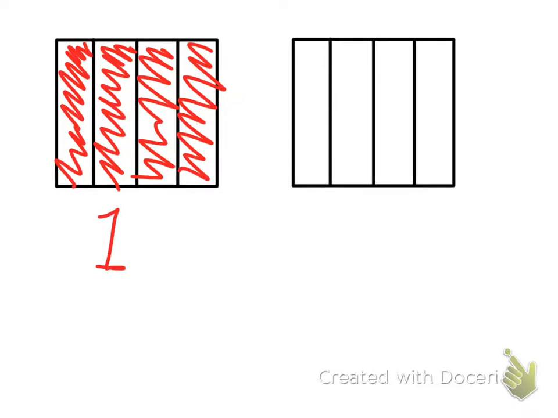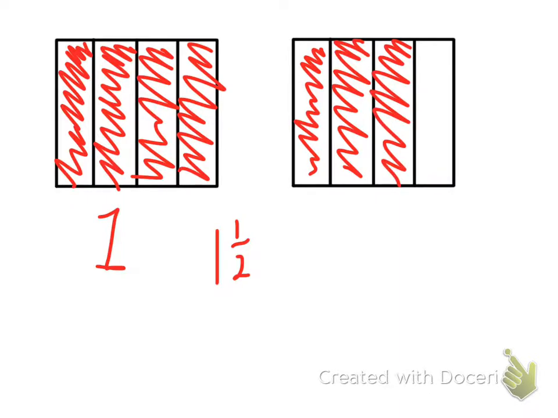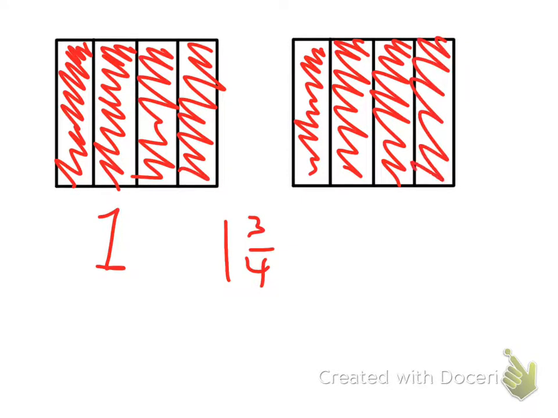So if I would go through and shade this in, this is now 1 and 1/4. This would now be 1 and 2/4, otherwise known as 1 and 1/2. If I would shade this in right here, I would have 1 and 3/4. And if I shade in that, now I have 2 whole pieces.